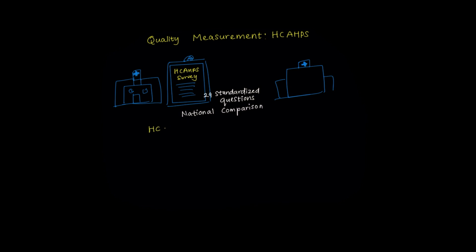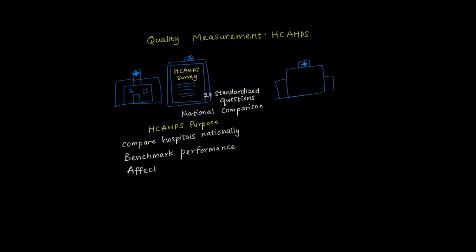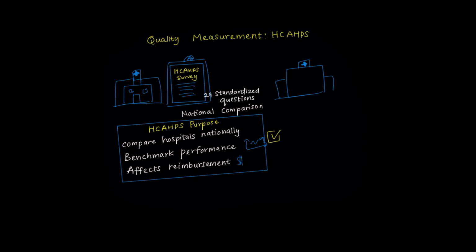The questions cover communication with nurses and doctors, responsiveness of staff, cleanliness and quietness of the environment, pain management, communication about medications, discharge information, and overall rating. Because it's standardized and required by CMS, hospitals can be benchmarked against each other, and performance affects Medicare reimbursement, creating financial incentives for improving patient experience.